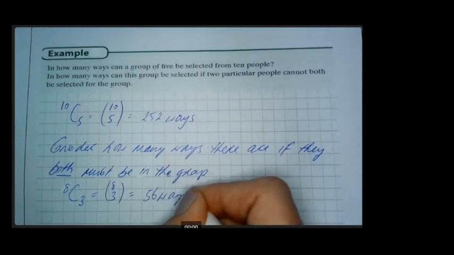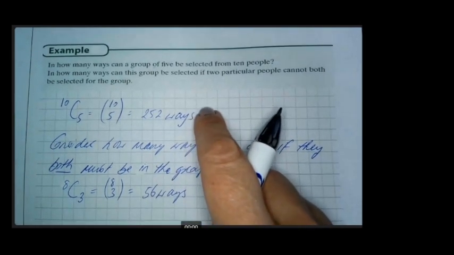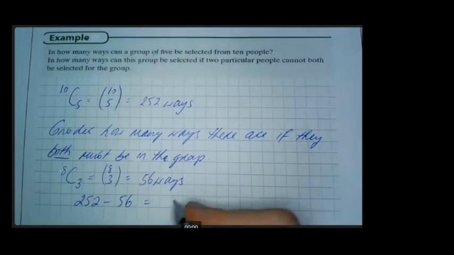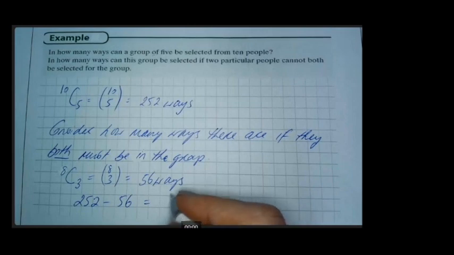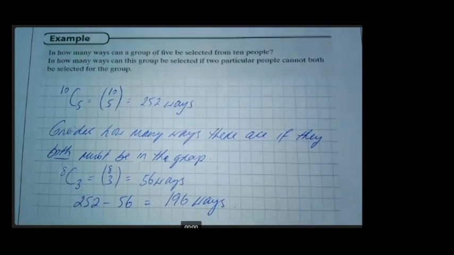So now, if there are 56 ways of them being together on the group, then if we take our total number of ways and subtract all the ways that they would be together in the group, we are left with 196 ways of them being apart, if you like, or not together on the same group. Okay, so that's the way we'll approach those tricky ones. Similar sort of thinking, as I said, as the tricky permutation question.